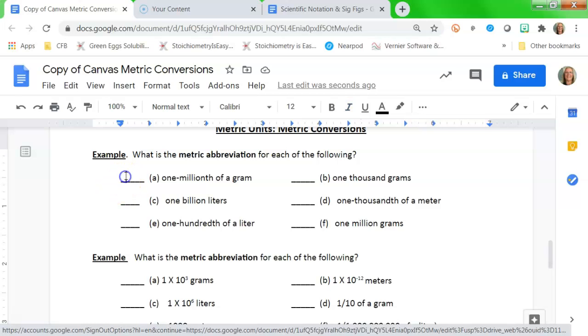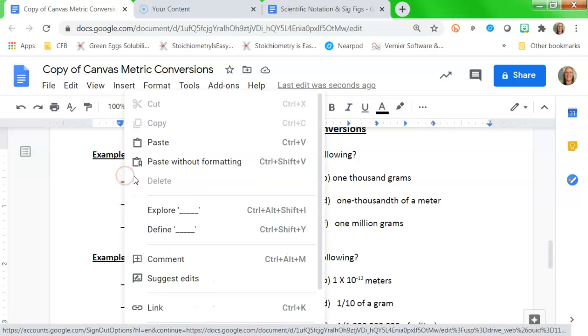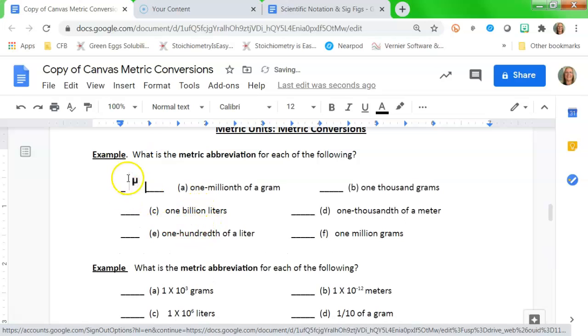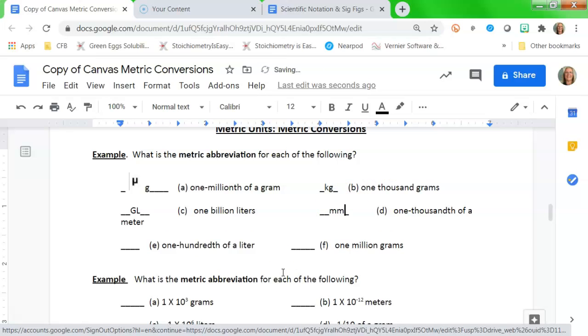Okay, so let's see if we can try using some of our prefixes. If we have 1/1,000,000th of a gram, we have a microgram, and I have cheated already. I've gotten myself that little symbol there because it's hard for me to get that symbol. So we're going to use microgram for that one. If we have 1,000 grams, we're going to use kilogram. If we have 1 billion liters, we're going to have a gigaliter. If we have 1/1,000th of a meter, then we are going to have a millimeter.